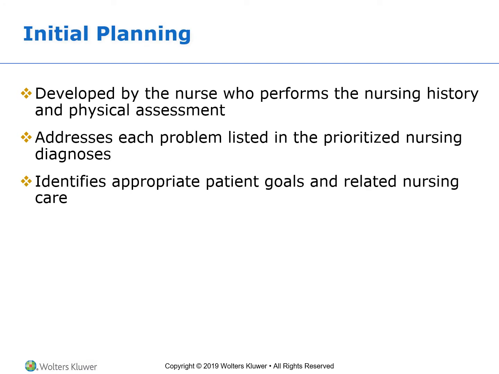So the initial planning is generally performed by the nurse with the admission history, nursing history, and the physical assessment. It addresses the problems listed in the prioritized nursing diagnosis, and it helps identify appropriate patient goals that are related to nursing care. For this process, you can often use standardized nursing care plans. These are a set of prepared care plans that help identify the nursing diagnosis, outcome, and related nursing interventions that may be common to a specific population or a health population.